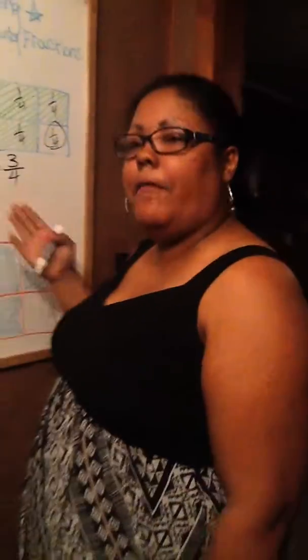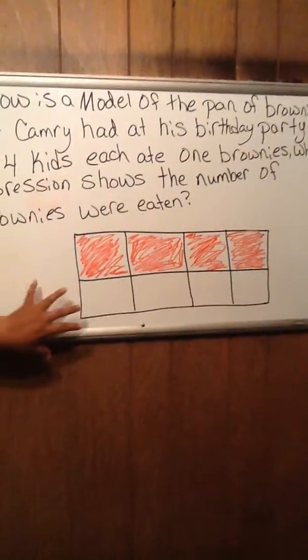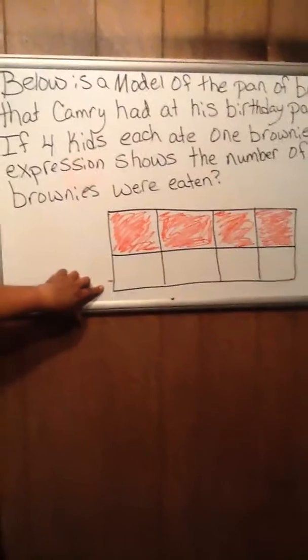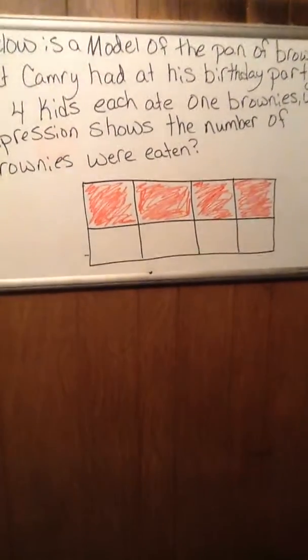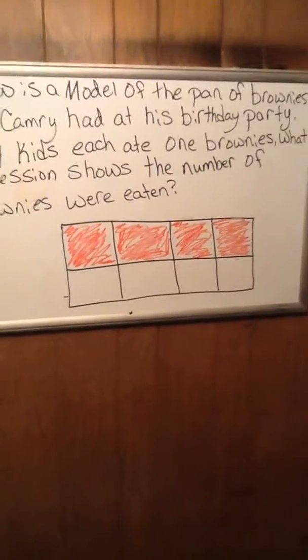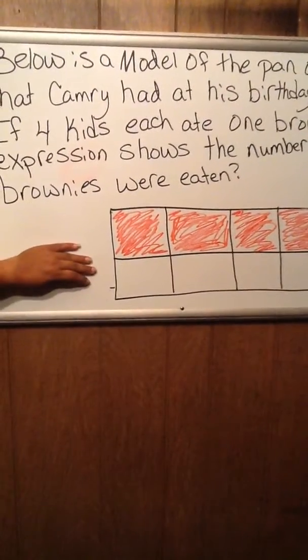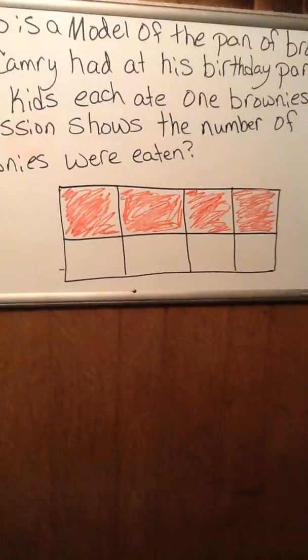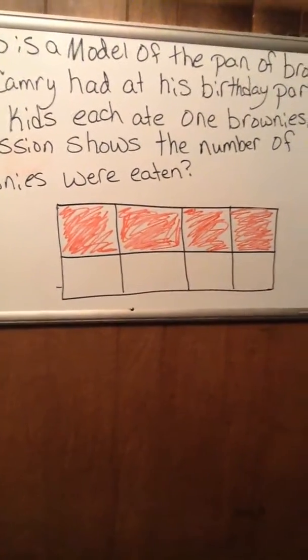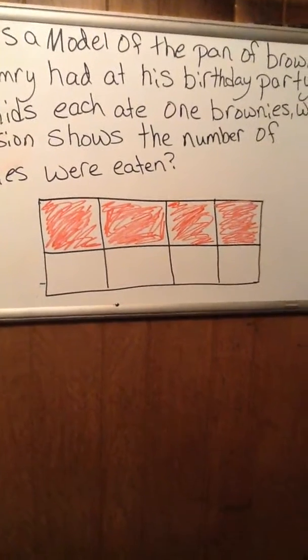We know in life we have computation, but also we have word problems. We have to be able to master that skill of word problems to deal with everyday life. Over here, we have a graph, and it's a graph to represent the brownies at Cameron's birthday party. So let's read the question. Below is a model of a pan of brownies that Cameron had at his birthday party. Again, this is the pan of brownies. If 4 kids each ate 1 brownie, what expression shows the number of brownies that were eaten?